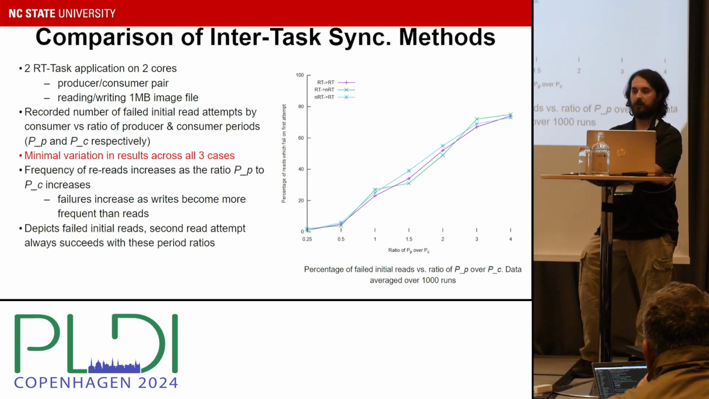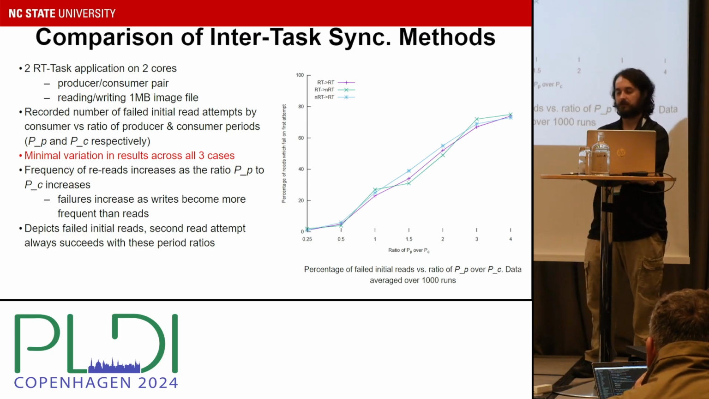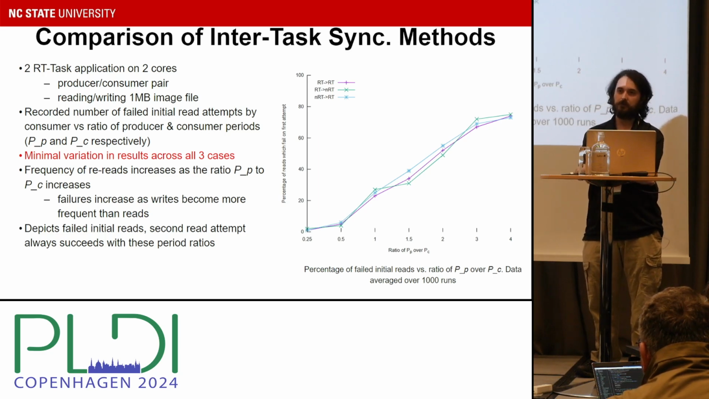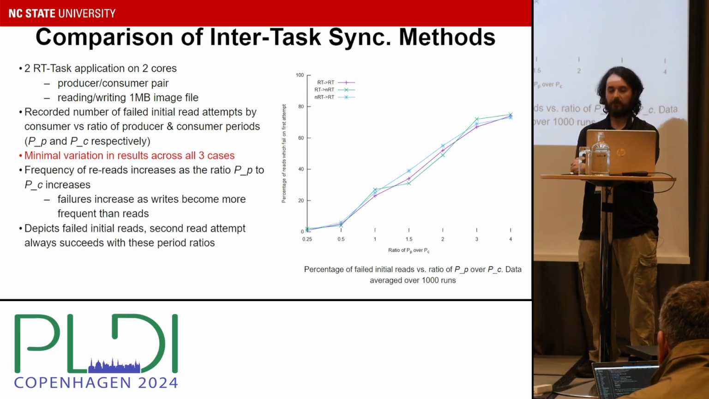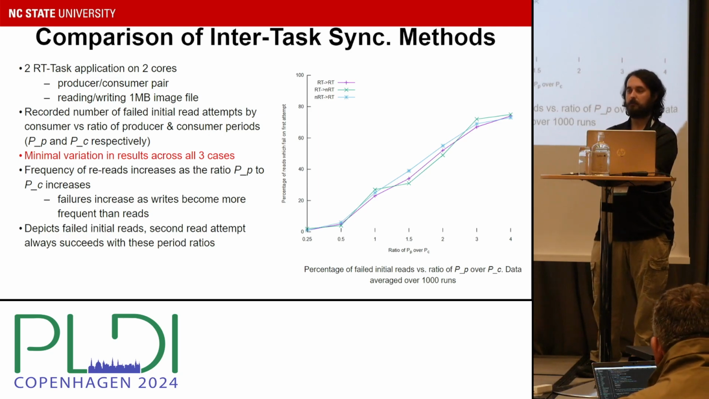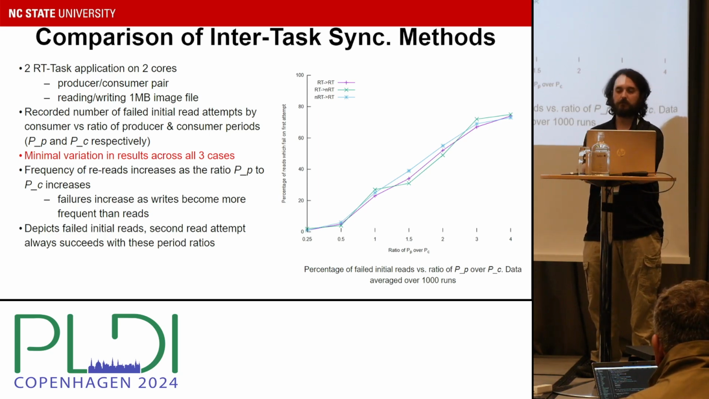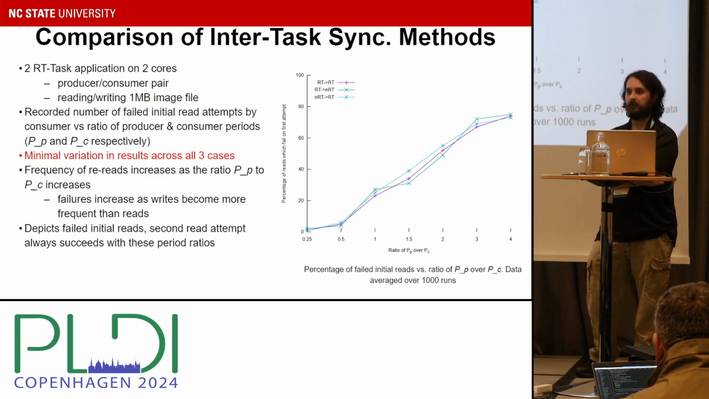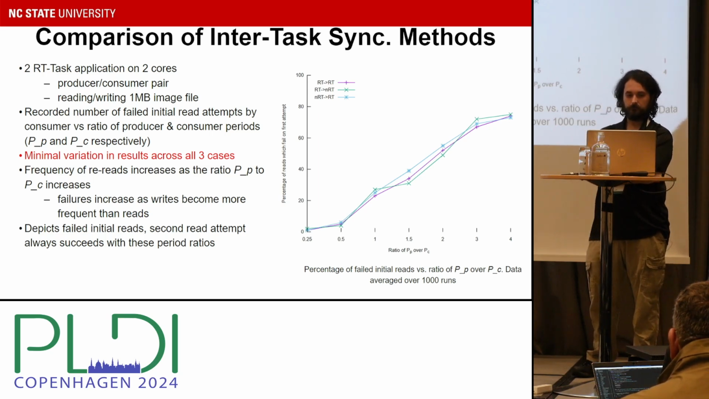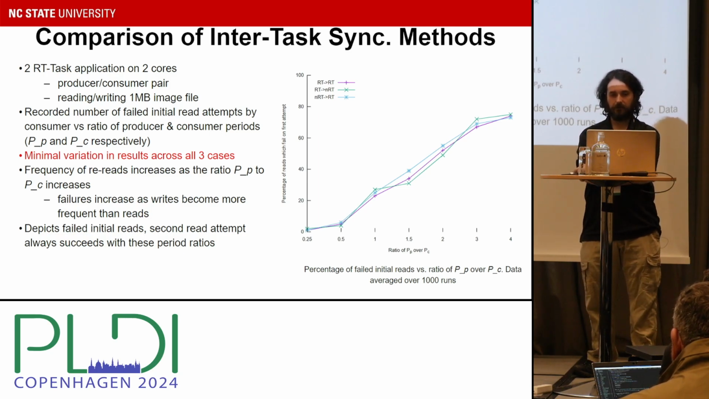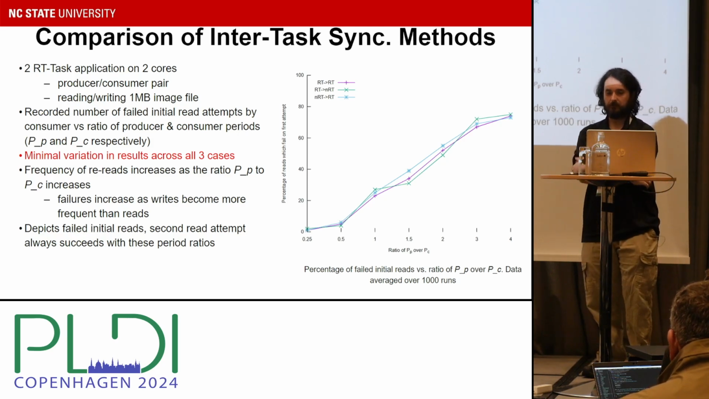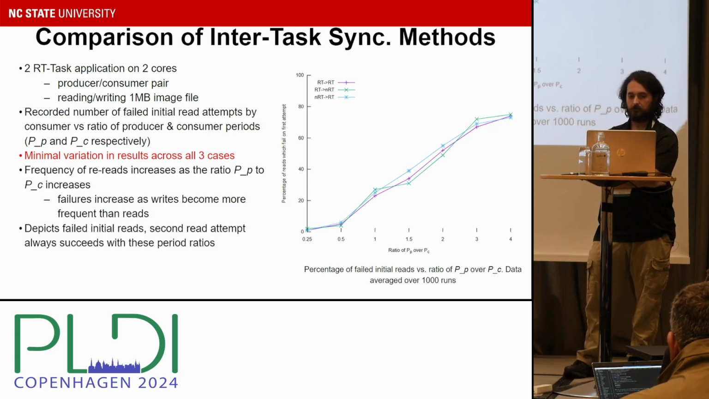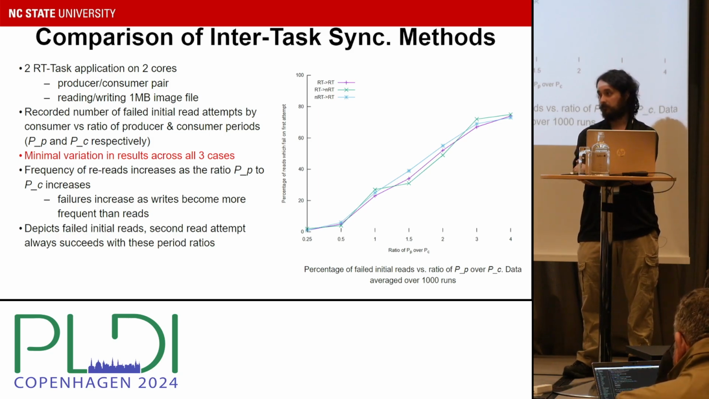Looking specifically now at the retry-based method, because it has the non-deterministic reads that may or may not fail. In this case, we have a 2 RT task system on 2 separate cores, just communicating across cores, recording the number of failed read attempts versus the ratio of the producer period versus the consumer period. This represents, say, a sensor with a high refresh rate sending data to some internal process in a machine. And in all 3 cases, whether or not this data crosses the real-time barrier, the behavior is fairly similar. So the frequency of rereads does increase, as we expect.